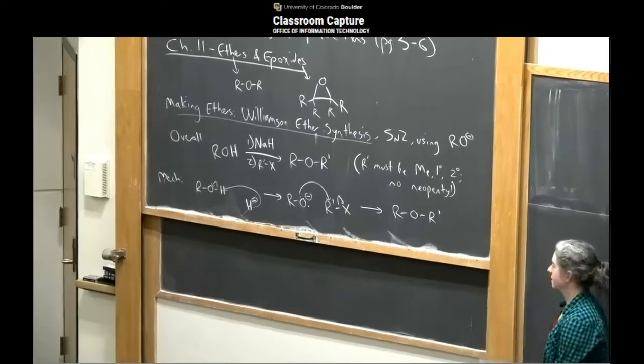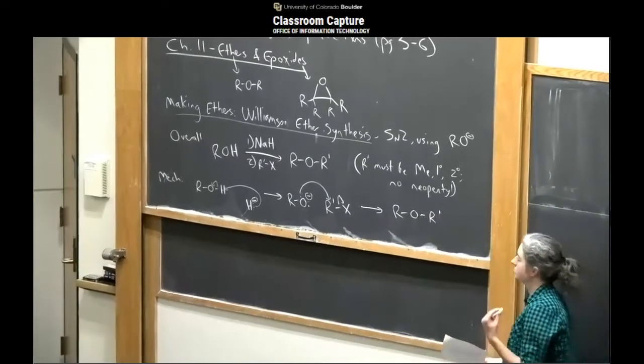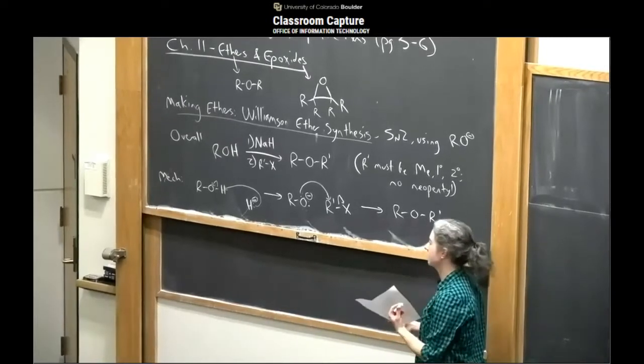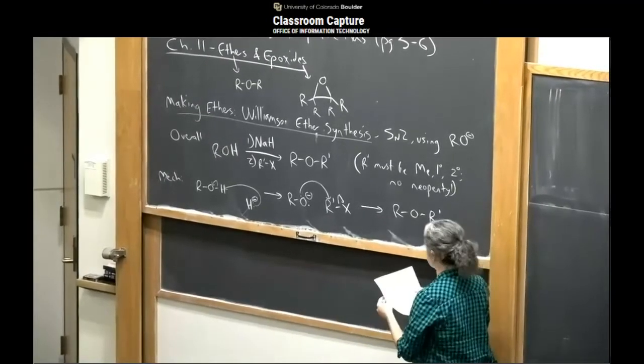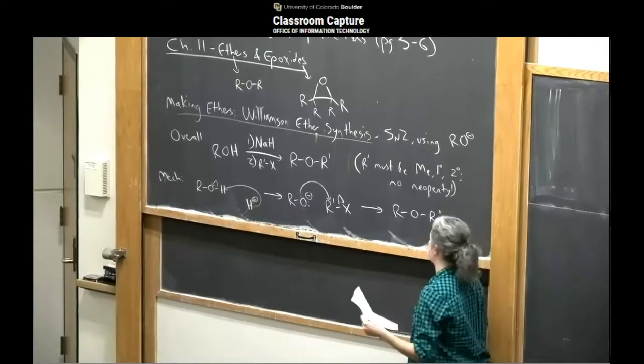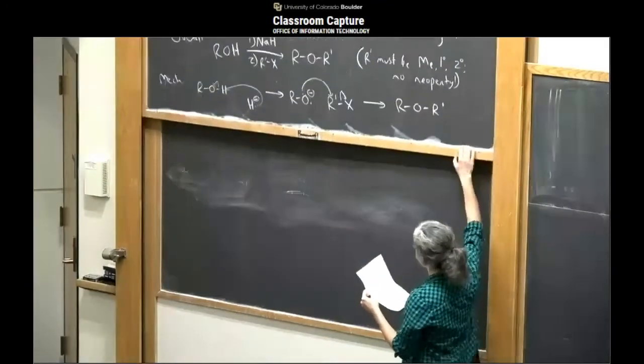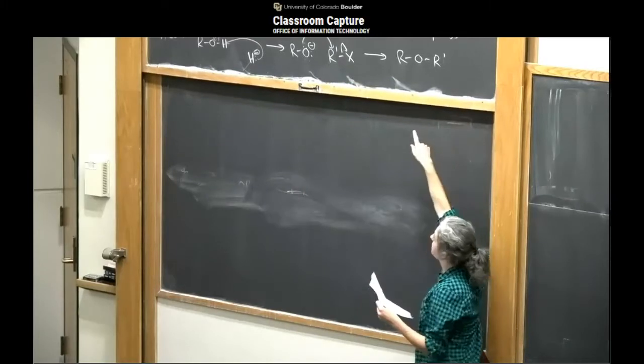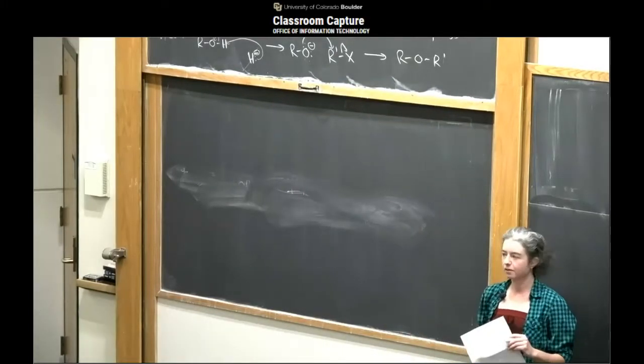So we just get the SN2 product that way. So nothing really new here. It's just like learning how to use it to target the ethers that we want. There's a little bit of planning that has to go on here. Okay, so any questions about this before I do a couple of examples?